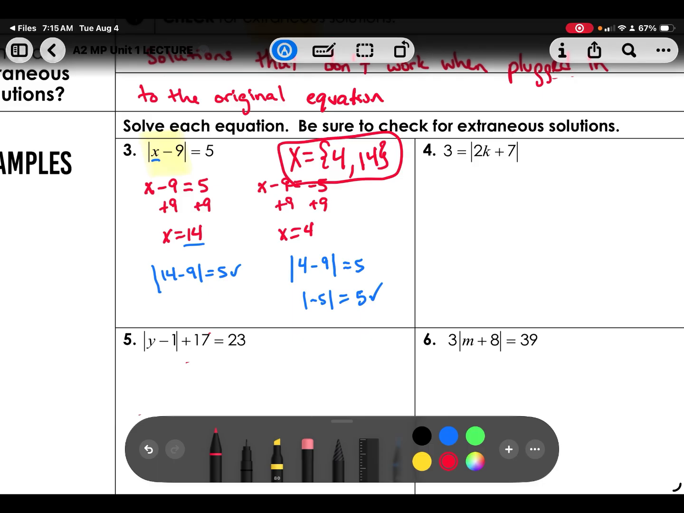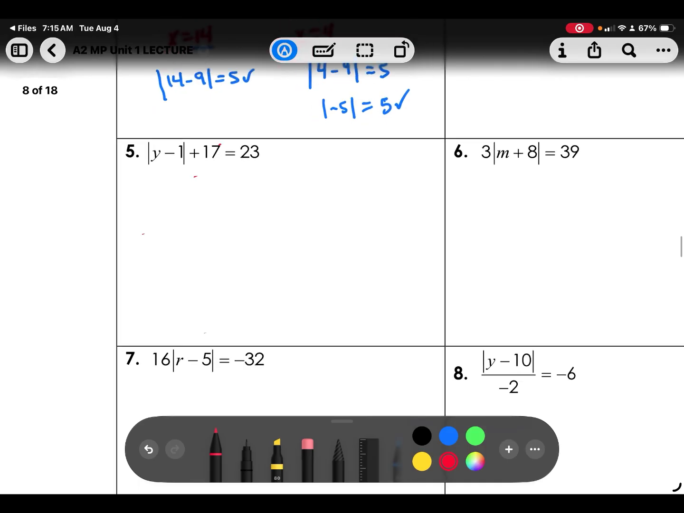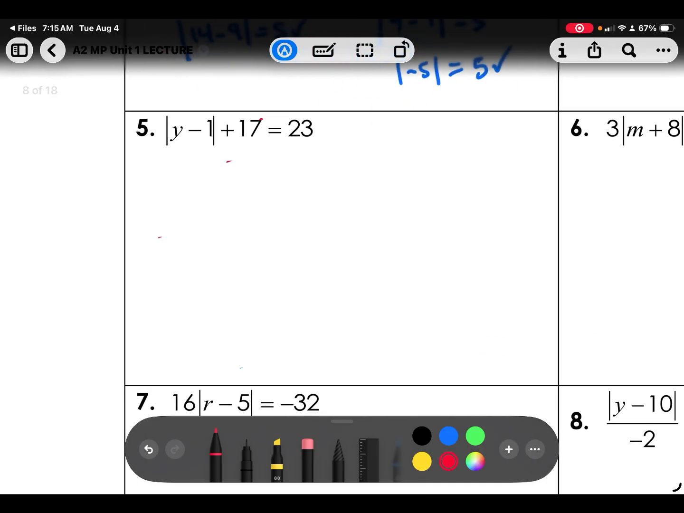Okay, let's look at number 5. On number 5, notice our step 1 is not yet complete. I have this 17 over here, so my absolute value is not isolated. So I've got to isolate that first. So let's do that. We're going to move our 17 over so that all that's on this left-hand side is the absolute value. So that's going to give me y minus 1. And 23 minus 17 is 6.